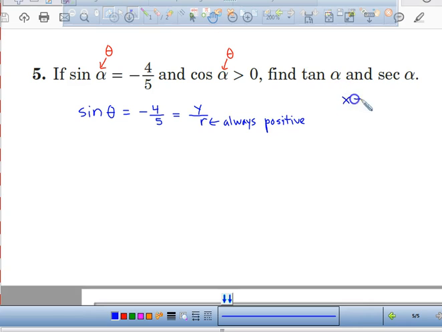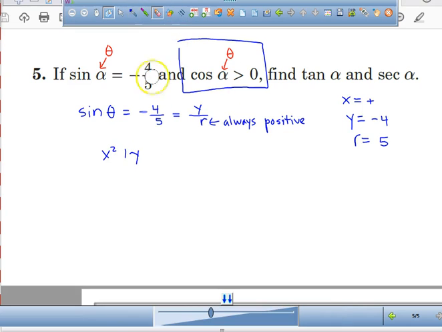So right now, I don't know my x, I do know my y, and I do know my r value. My r value has to be positive, so I'm going to put a 5. My y value is going to be a negative 4. And my x value could be positive, it could be negative, but this is a constraint. What does this have to be? The cosine has to be greater than 0. So if the cosine is greater than 0, I know my x value is going to have to be positive.